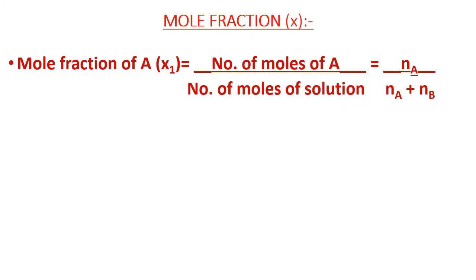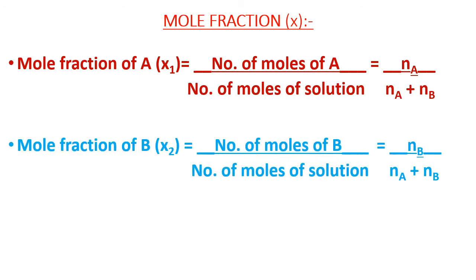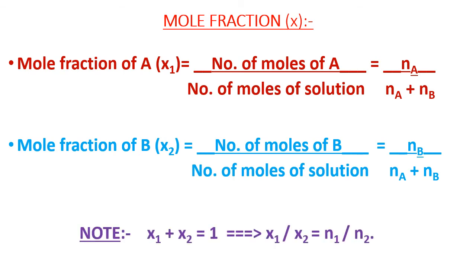Mole fraction of A, that is x1, is equal to number of moles of A divided by number of moles of the solution, which is equal to Na divided by Na plus Nb. Similarly, mole fraction of B is equal to number of moles of B divided by number of moles of the solution, which is equal to Nb divided by Na plus Nb. Note, x1 plus x2 is equal to 1, which implies x1 divided by x2 is equal to n1 divided by n2.